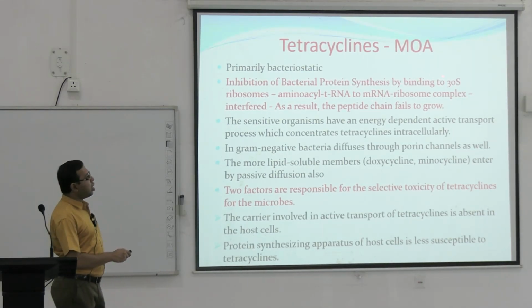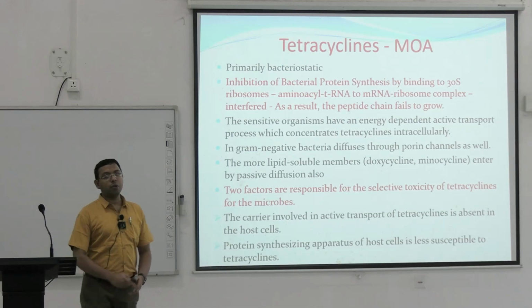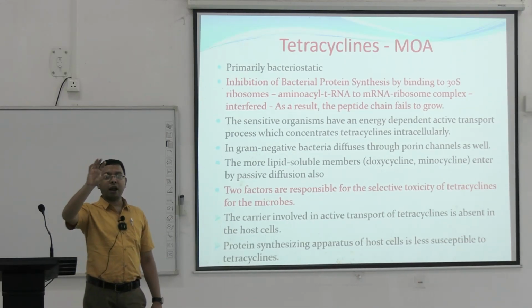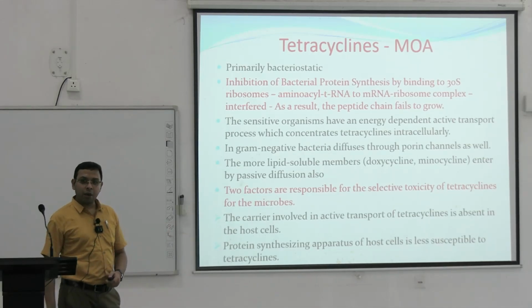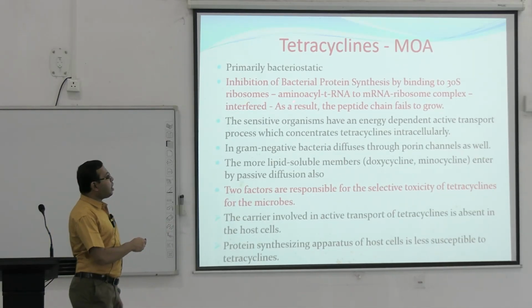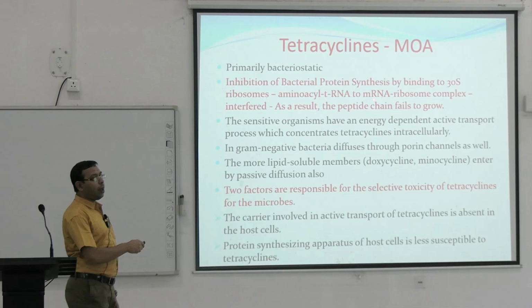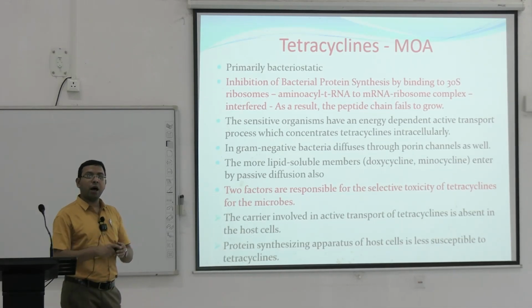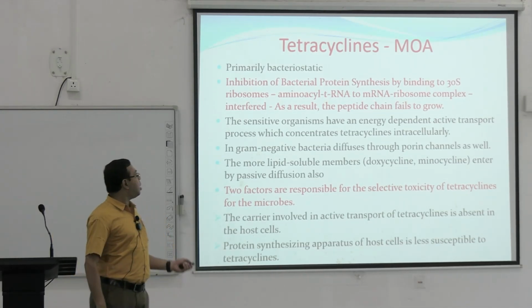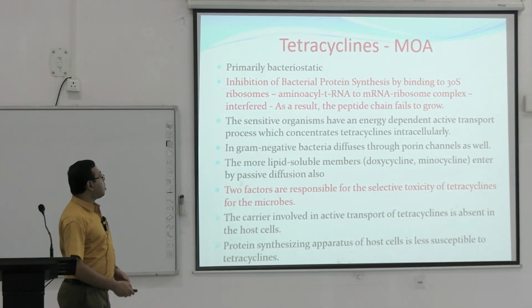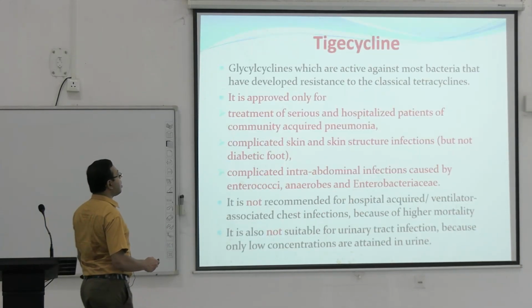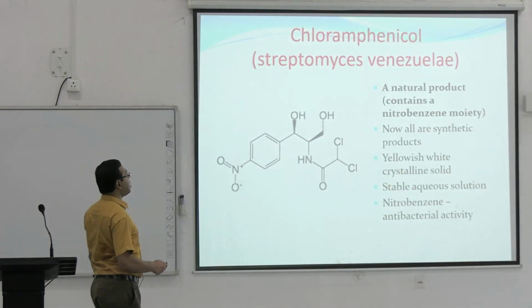inhibit bacterial protein synthesis by binding to the 30S ribosomal subunit. There are two ribosomal subunits, 50S and 30S. They bind with the 30S ribosomal subunit, and ultimately the binding of the aminoacyl tRNA to the mRNA ribosome complex, that is a part of the translation, is interfered with. So the peptide chain fails to grow.